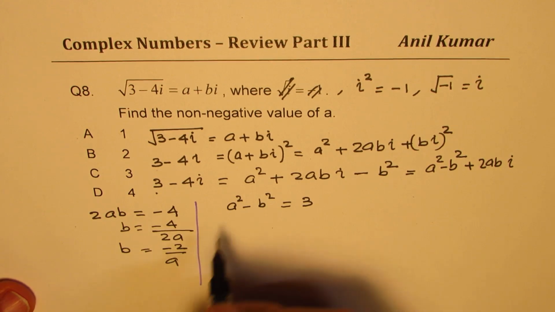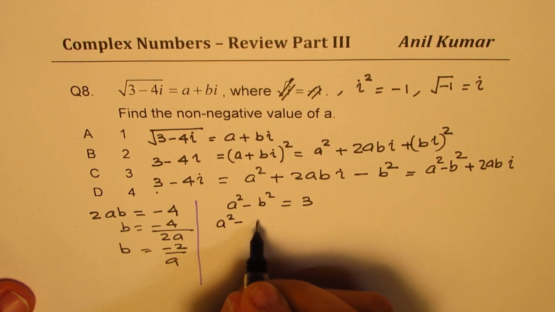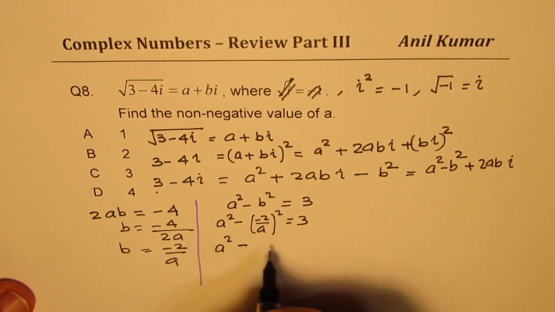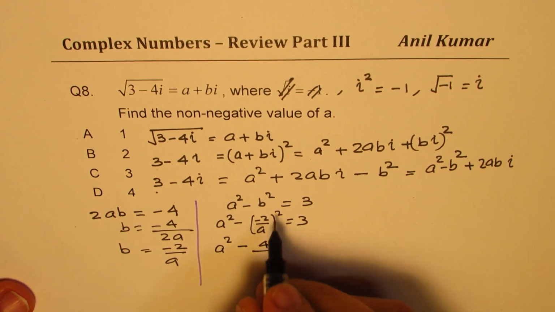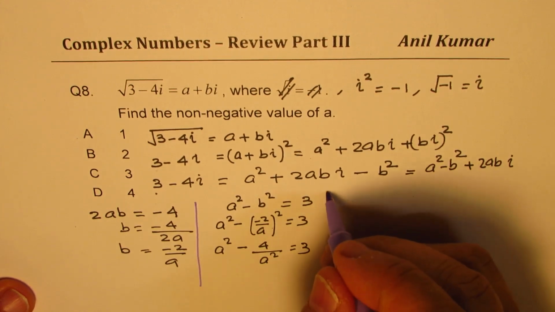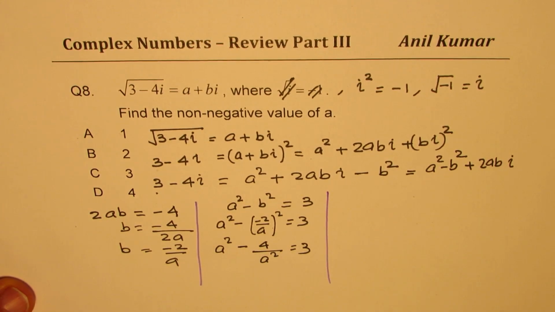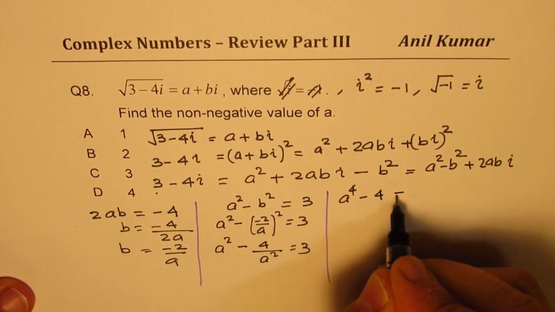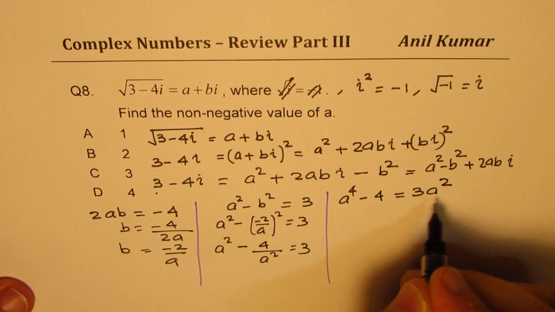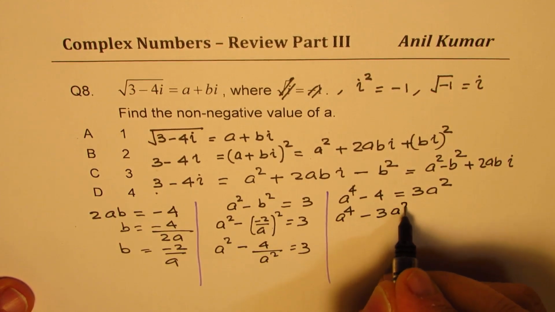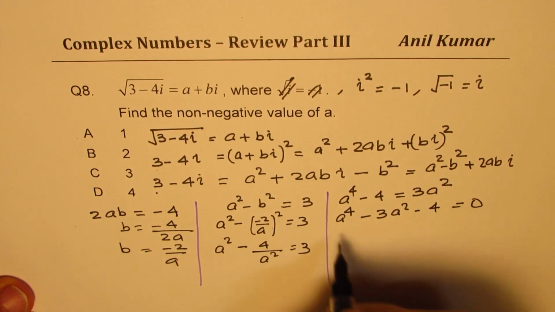Replacing b with minus 2 over a, we get a squared minus (2 over a) whole squared equals 3, or a squared minus 4 over a squared equals 3. So let's multiply all three terms by a squared. So we get a to the power of 4 minus 4 equals 3a squared. Bringing them together gives us a quadratic equation which can be factored and solved.